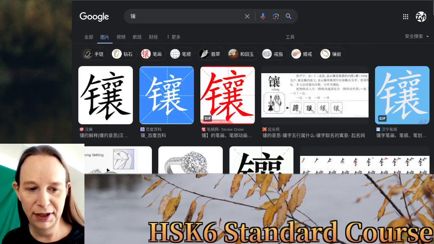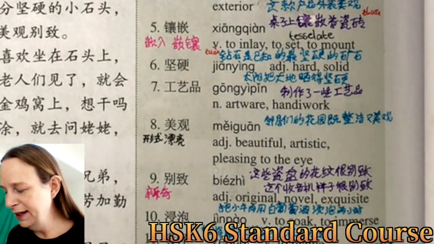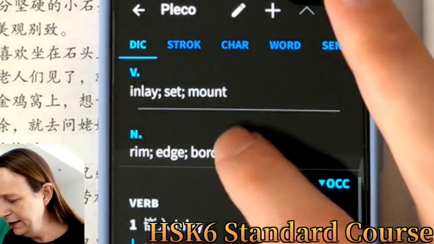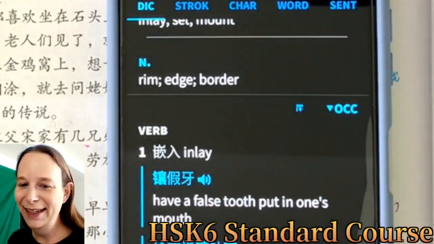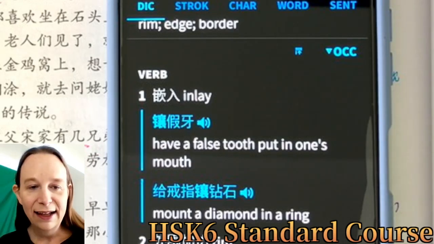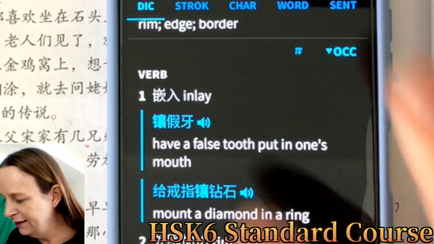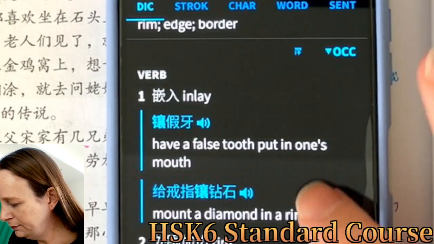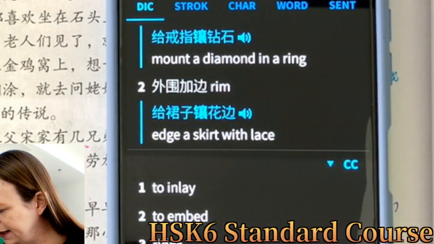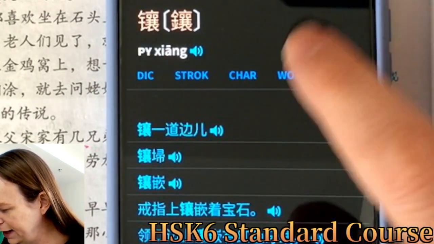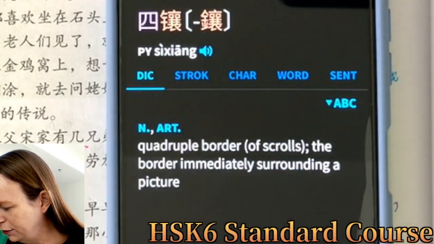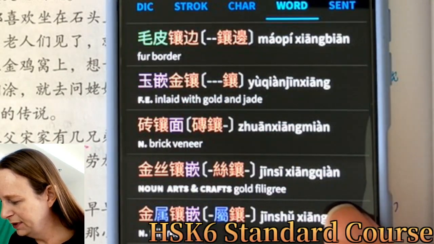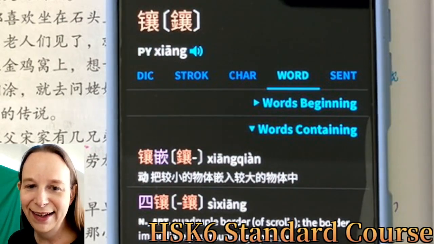So, okay, let's have a look at Pleco and see what words we can figure out. This one first. Xiang. Does it function as a noun? Is one question. Kind of. Yeah, it also means 嵌入. So there's this one. Xiang jia ya. 对吗? Xiang jia ya. To insert false teeth. Yeah, 裙子镶花边. So it looks like it can be a noun. 四镶, quadruple border. Alright, this looks like it's rare though. Yeah, it looks like it's very rare to use it outside that, right?